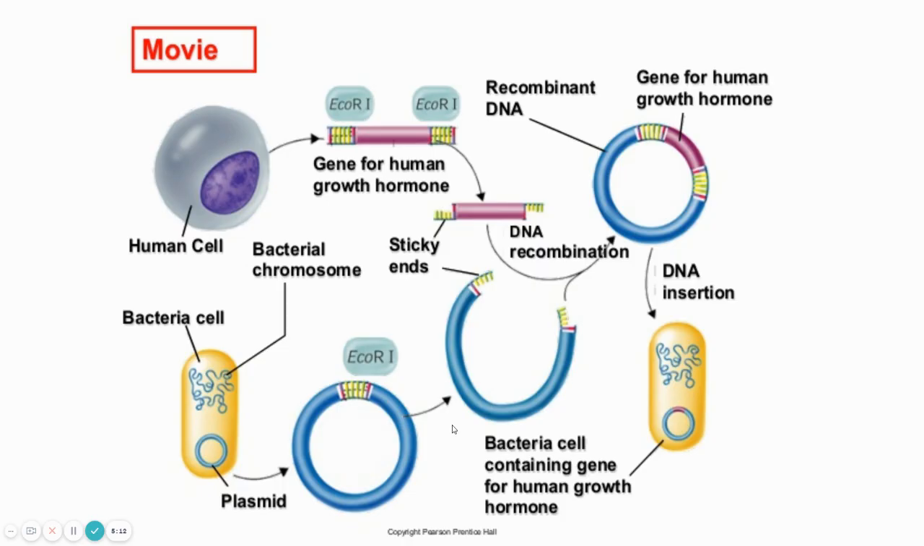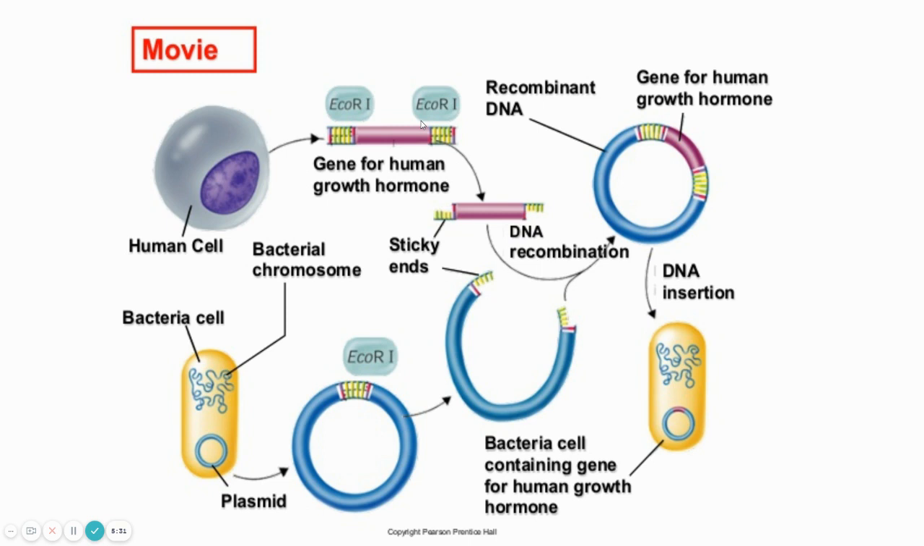So here is an example. This is the process I just talked about. Here is a human cell. In the DNA, they find the gene for human growth hormone. They use a restriction enzyme to cut it out.